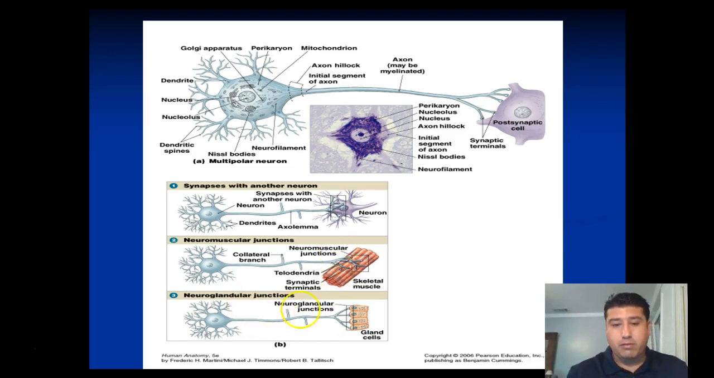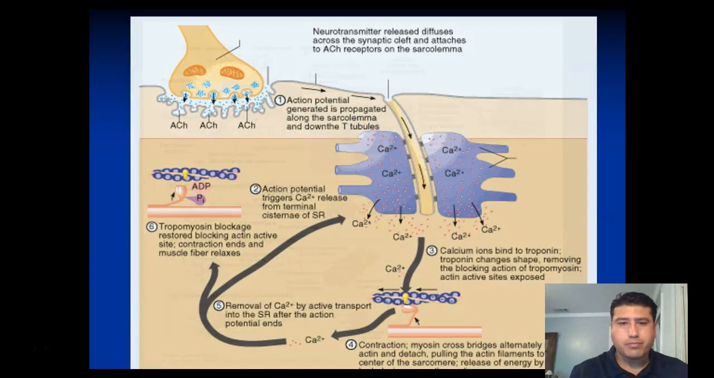If the endpoint or the postsynaptic cell is a muscle, obviously the muscle will contract, and we'll talk about how that happens in a second. But if the postsynaptic cell is a gland, then the nerve is telling the gland to start either producing or secreting a hormone, which we'll discuss briefly later this semester when we talk about the endocrine system.